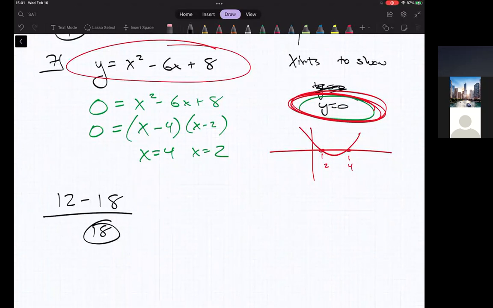Oh, sorry, number 7. The answer should have been D, I believe. Let me check the answer key, make sure there was no error there. That was number 7. Yes, the correct answer was D on that one. No problem.